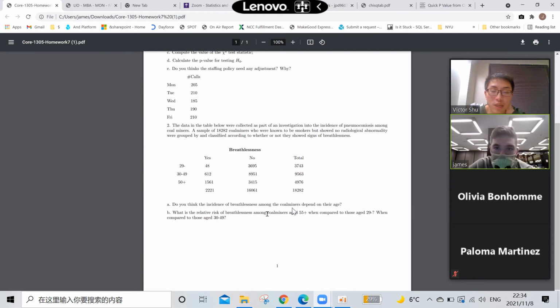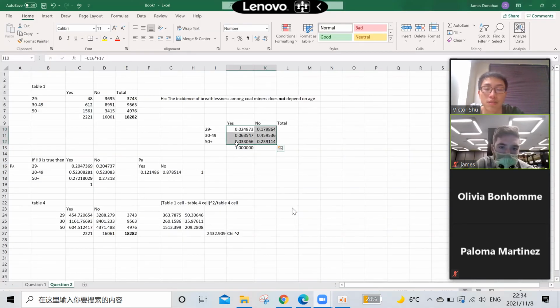Basically, we can see that if I'm over 50 years old, then I have a higher risk of getting breathlessness than those people who are 30 to 49 or under 29. And the way you look at it is through maybe the probability table you just created, but you should analyze those tables a little bit. Or you can compare table 1 and maybe table 4.